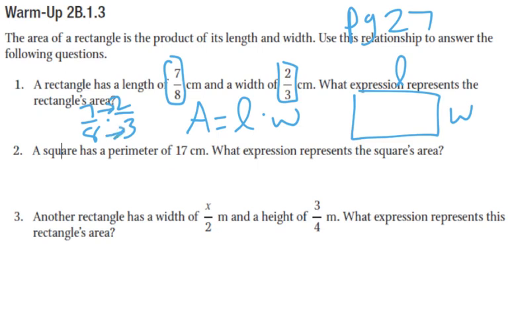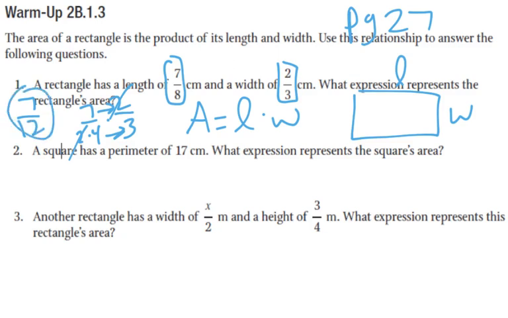So 7 times 2 is 14. 8 times 3 is 24. And we do need to simplify a bit, okay? Now, an easier way to simplify would have been to realize that 8 is really 2 times 4, and that those 2's would have canceled, leaving us with 7/12 for our answer.